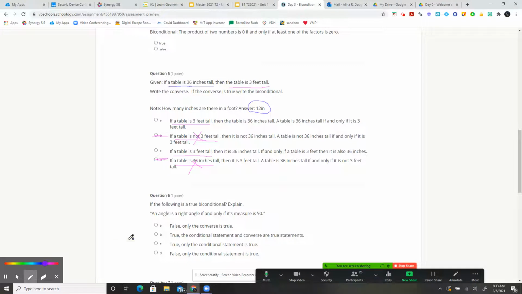So as you go through your homework, this is what you're going to do. The table is 36 inches tall. That has to go at the end. So then I'm writing the biconditional. With the biconditional, that if and only if has to go in the middle. The if and only if can't be at the beginning.